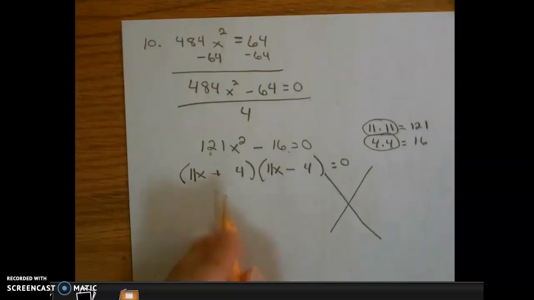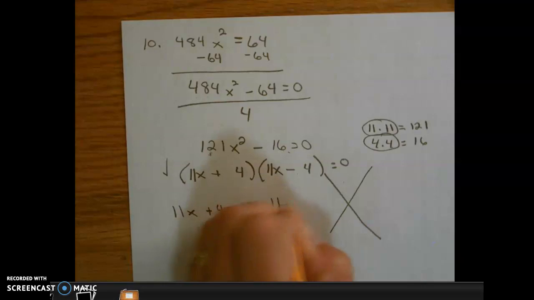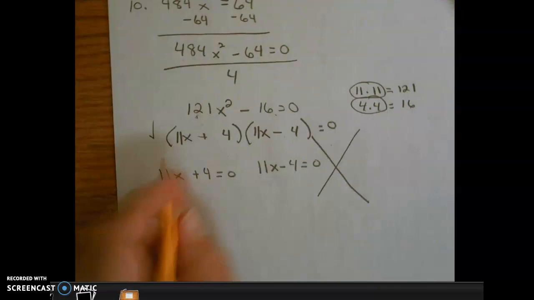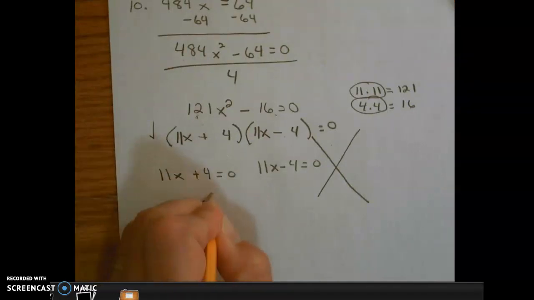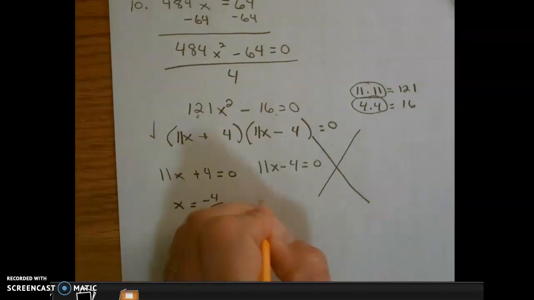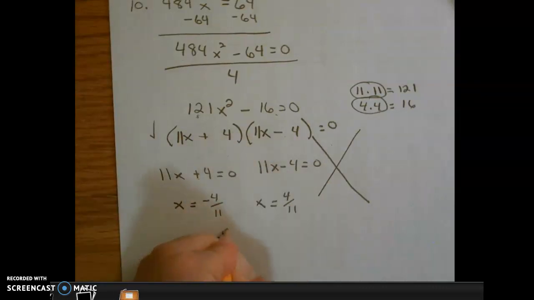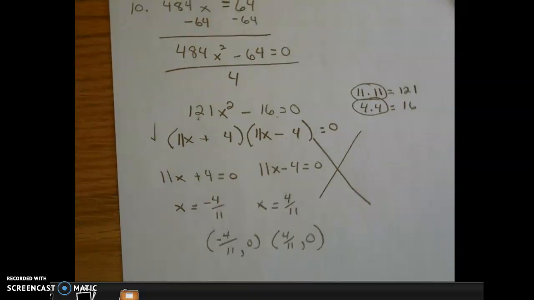And now that we have our factors, good job, we're going to go ahead and find the x-intercepts. So we set each factor equal to 0, and we're going to solve. Subtract the 4, divide by the 11. Add the 4 on both sides, divide by 11. And so there's one x-intercept, and there's the other one.